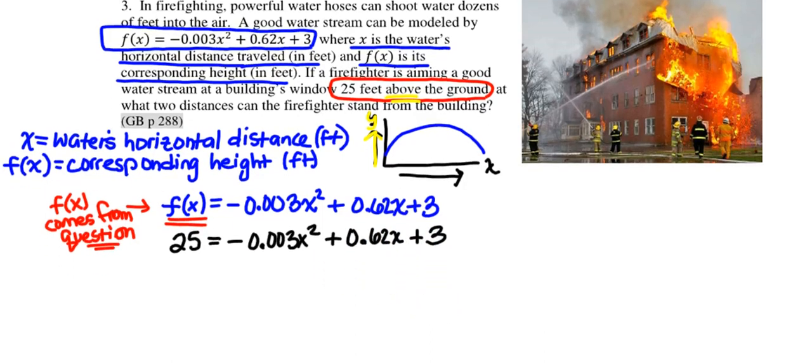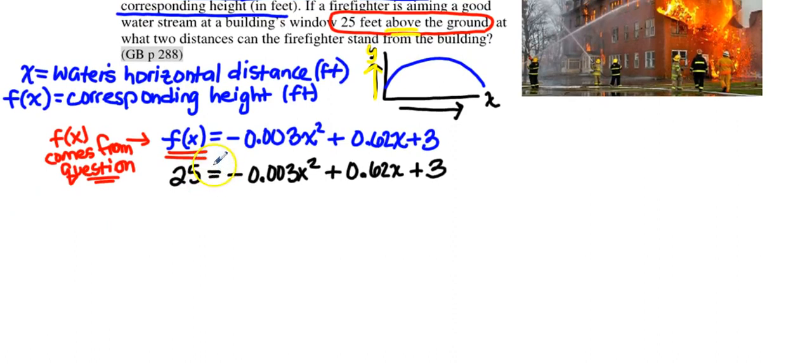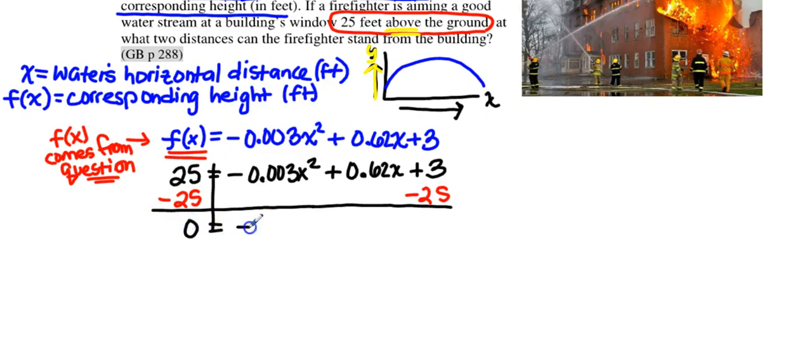And before I can use quadratic formula, I have to remind myself that this has to be set equal to 0. So how am I going to make that happen? What needs to move for this to be set equal to 0? To get this set equal to 0, we will subtract 25 from both sides, and I get 0 equals negative 0.003 x squared plus 0.62x minus 22.